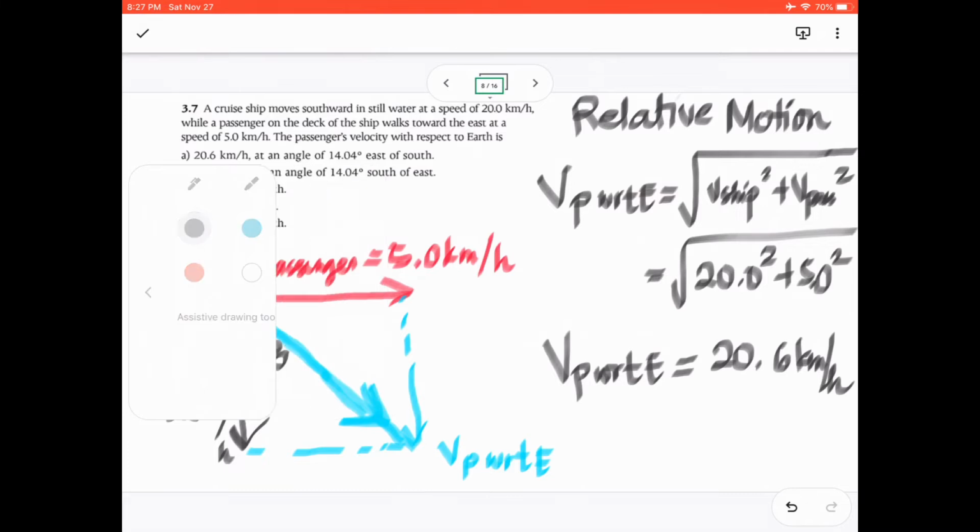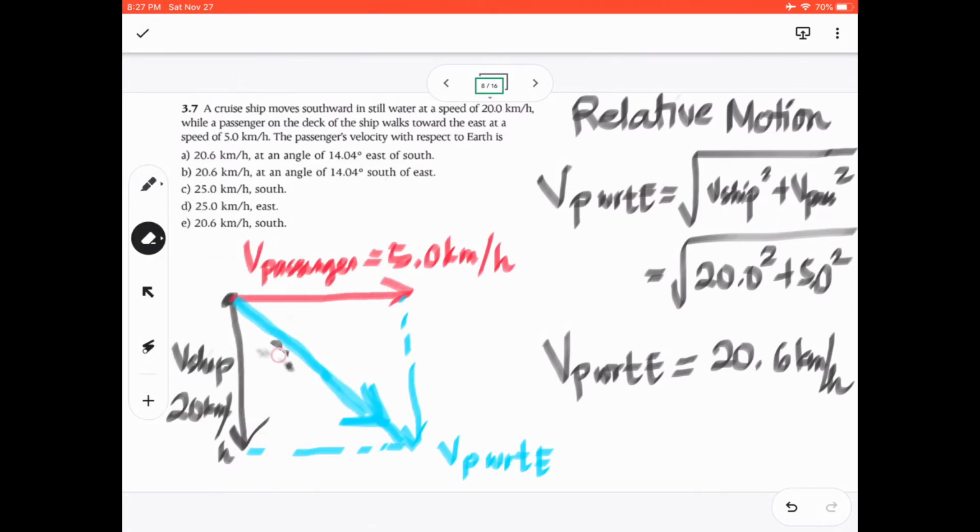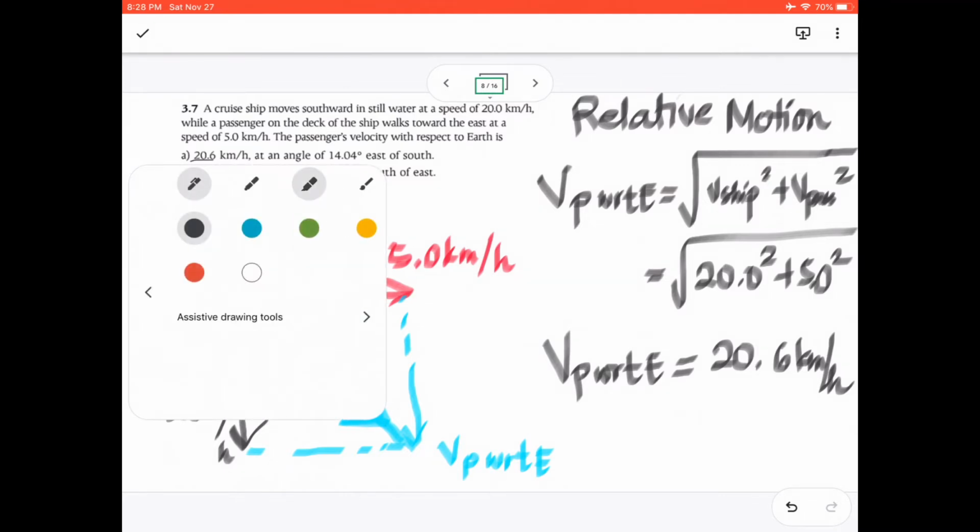Wait, please. I'll just use a smaller pen so that we have space. Okay, so that blue line is equal to 20.6 kilometers per hour. So you think we're done, but in your choices you have A and B. A is 20.6, B is also 20.6, and E is also 20.6. Now the only thing that we need to solve for is the direction of the 20.6 kilometers per hour.